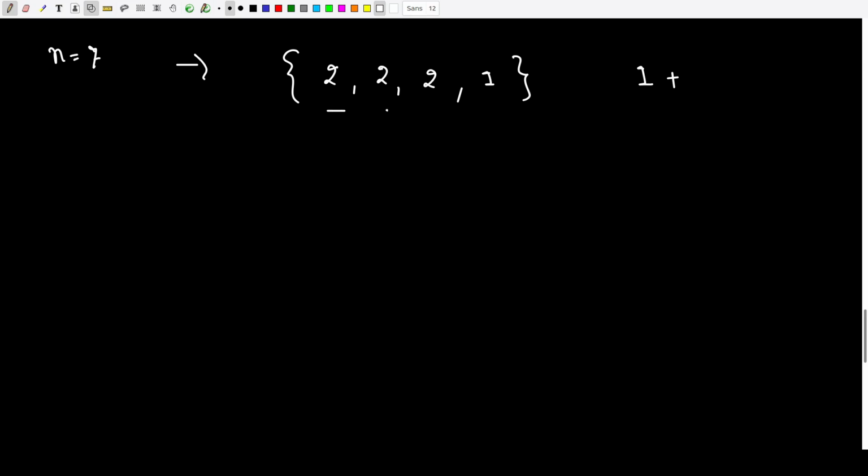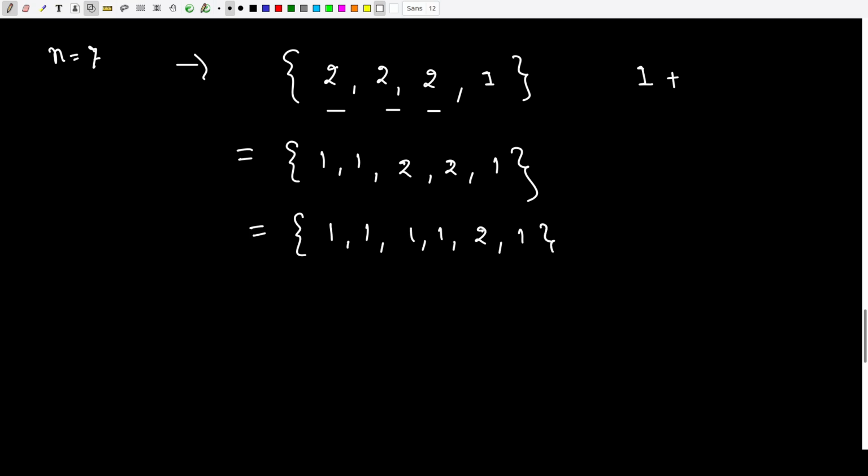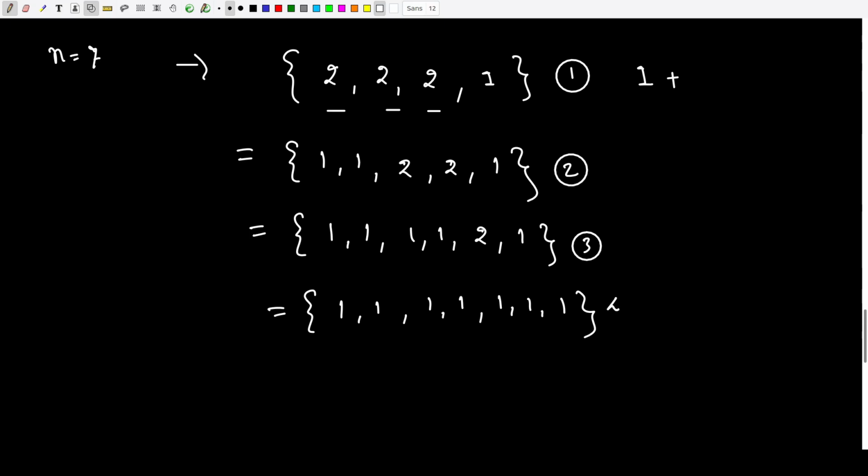Again, these two can be broken into 1 and 1. So this will be 1, 1, 2, 2 and 1. Similarly, the other two, if we break them into 1 and 1, the resultant will be this. And finally, the last two can be broken into 1, 1 and we will get this result. So this will be my solution number 1. This is 2, this is 3 and this will be 4.